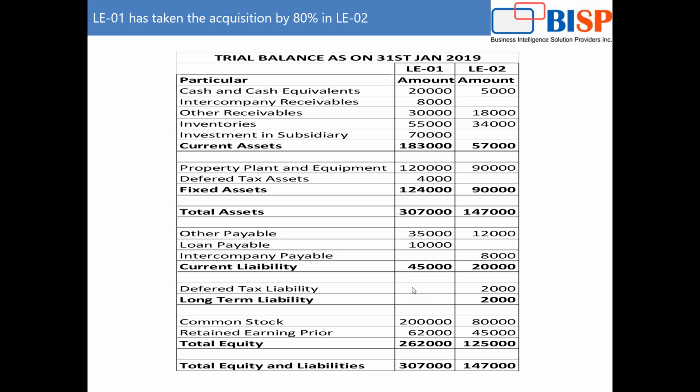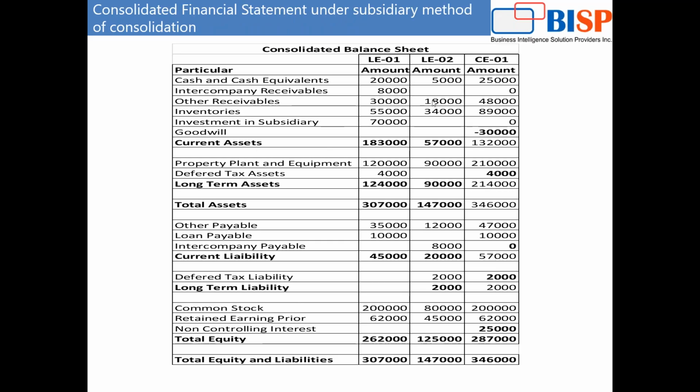Now, on the basis of this trial balance, we will understand what numbers should come on the consolidated financial statement from the functional point of view. Then I will go into the application to show how we can achieve the same within the FCCS application. In the next sheet, you can see the cash and cash equivalent of both legal entities merged, so the amount is 25,000.